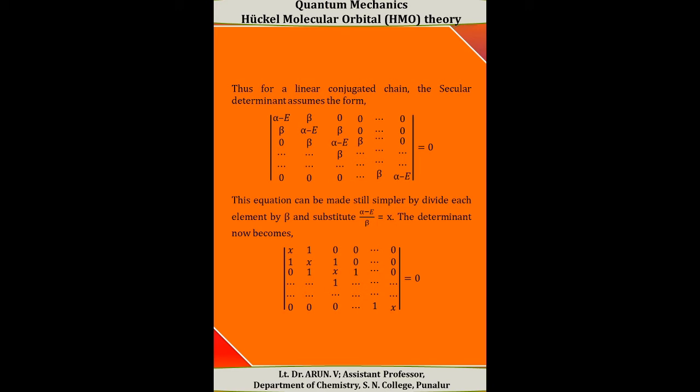Therefore, the determinant will become: x, 1, 0, 0, 0, etc.; 1, x, 1, 0, 0, etc.; 0, 1, x, 1, 0, 0, etc., continue up to the last row 0, 0, 0, etc., up to 1, x, that is equal to 0.